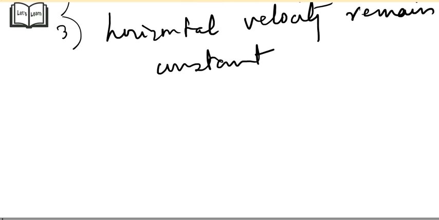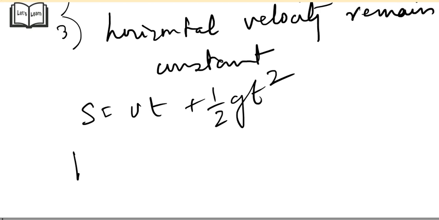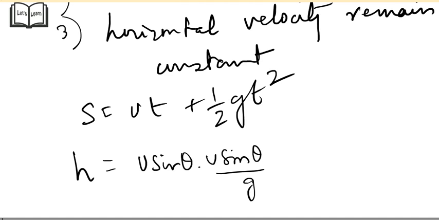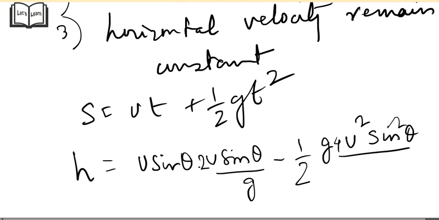Okay, and one more thing I would like to tell you, that is the height. So you know that S equal to ut plus half gt square. So here S is h, that is height. So u is u sin theta, and t is u sin theta by g, 2u, minus half g t square is u square sin square theta by g square.